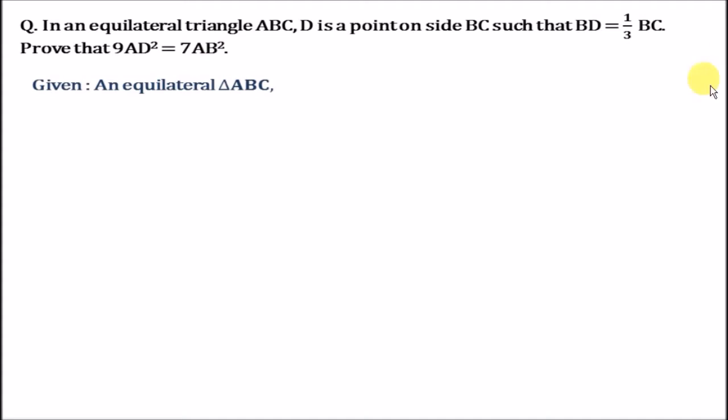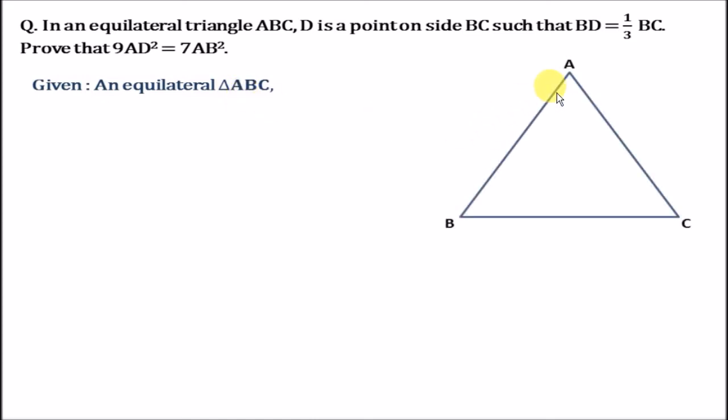Given to us is an equilateral triangle ABC. Let us draw our equilateral triangle in this manner, keeping BC as the base. Since it's an equilateral triangle, we will have all 3 sides of the triangle equal. AB equals BC equals AC.